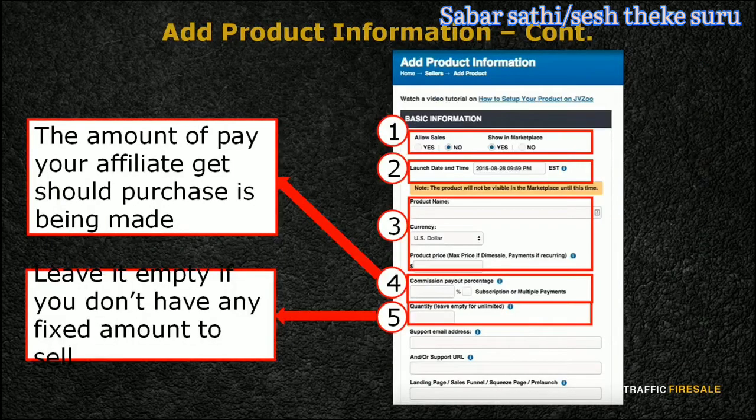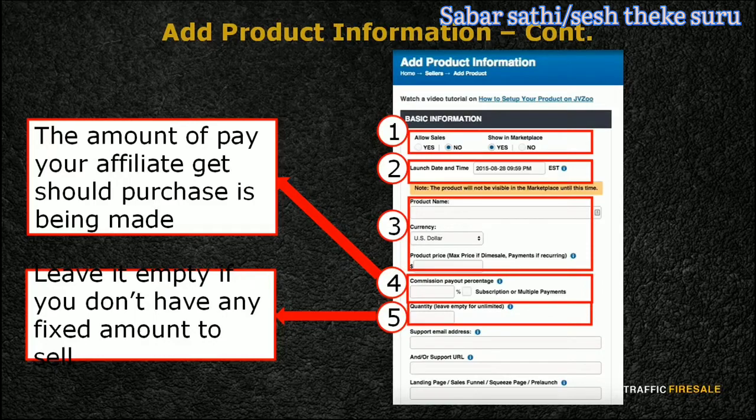The first section asks you to confirm whether you would allow or disallow sales to your products. Let's assume that you allow sales and you wanted it to be shown in the marketplace. Don't forget to set the launch date and time of your product. As indicated, your product will not be visible in the marketplace until this date and time are set.